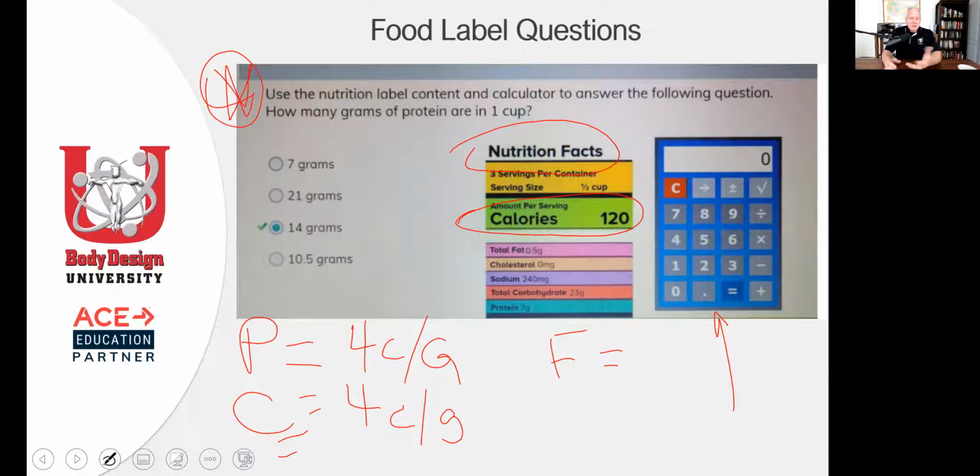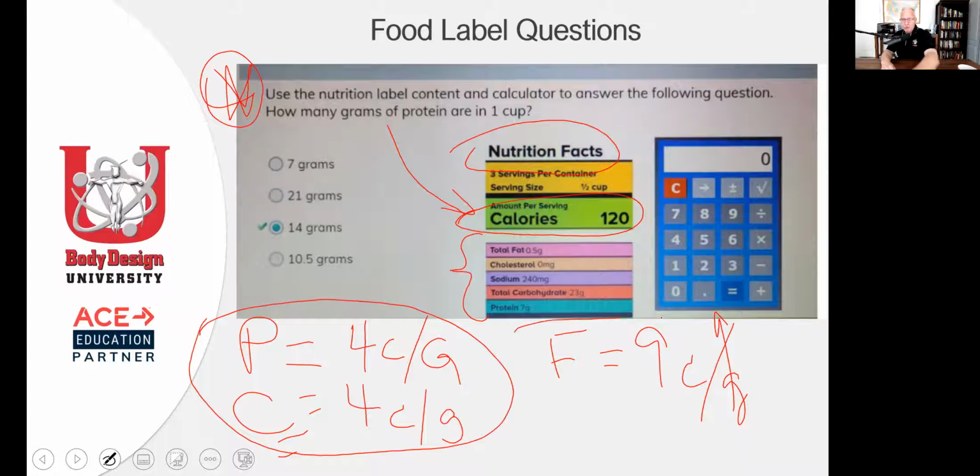And he's right. Most of this stuff, if you know the basic formulas, what is fat? Does everybody know? Yeah, 9 kilocalories per gram. But the idea is that once you've been given some of this data, now it's just a matter of knowing how to use this information. Your 4 and your 9, that should just be automatic. And so let's just go ahead and do this one since we're here already. Use the nutrition label content calculator. Answer the following. How many grams of protein?